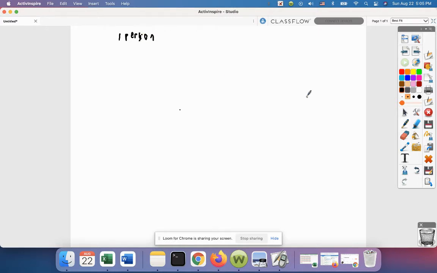Let's erase that. That didn't look good. So let's put, one person can affect how many people? I'm going to put 1, 2, 3 people. This is how my brain thought about it. 2 people can affect, well, now you've got 3 people affected.